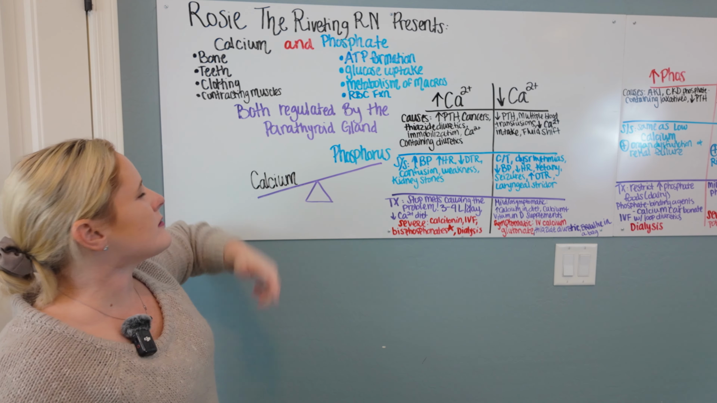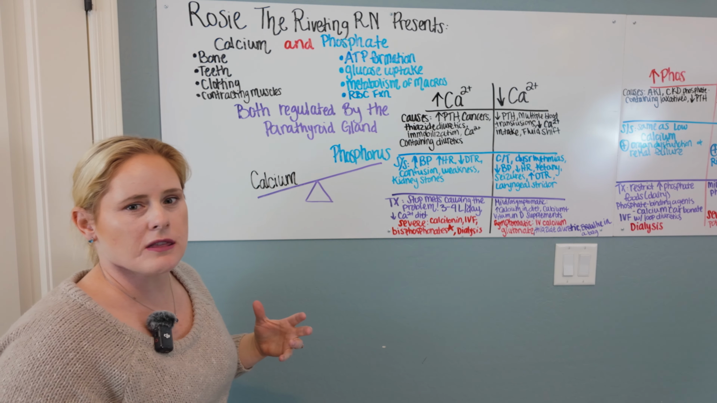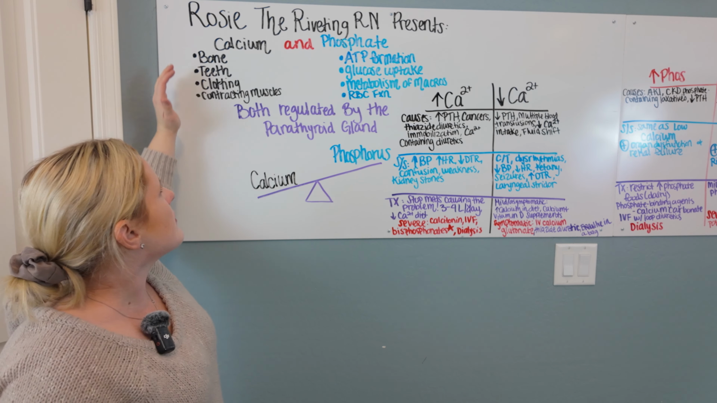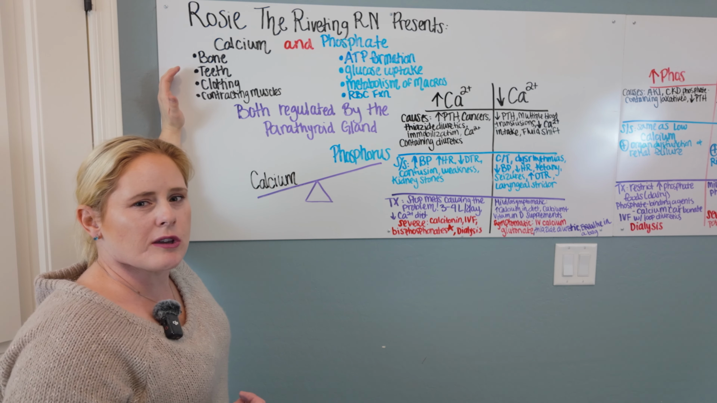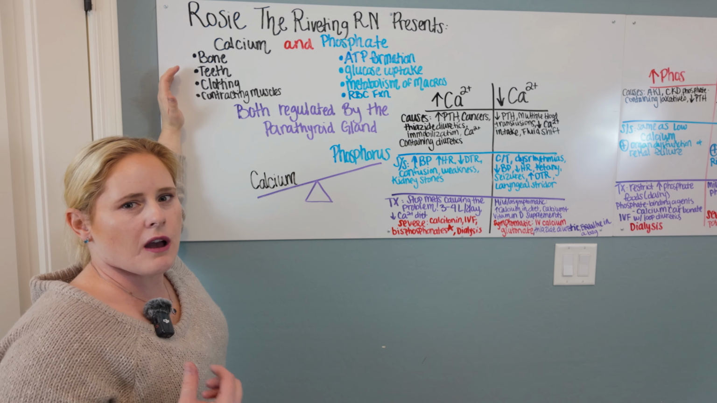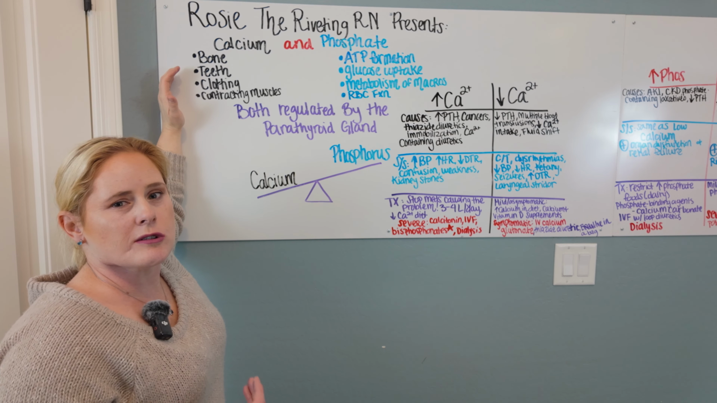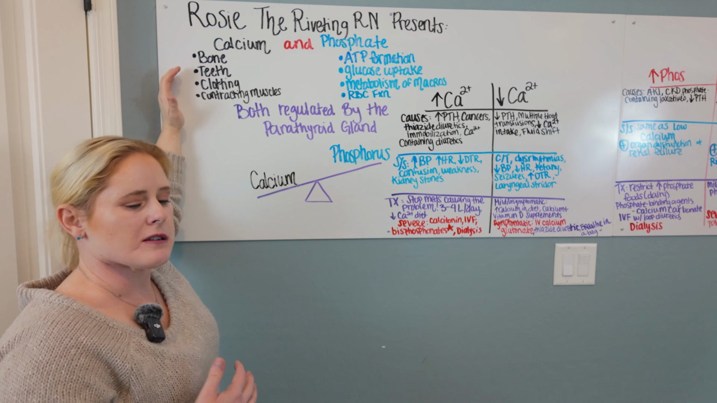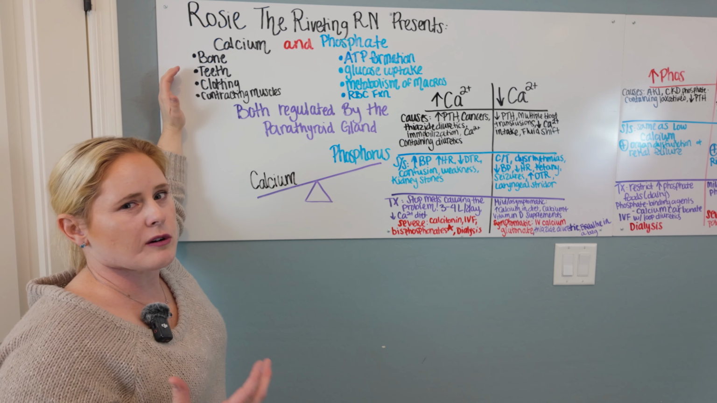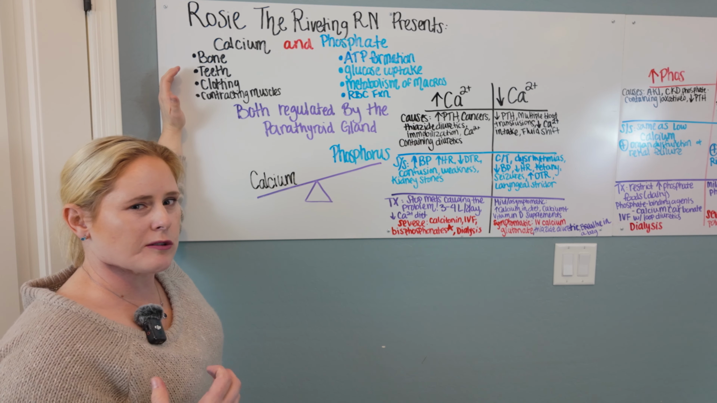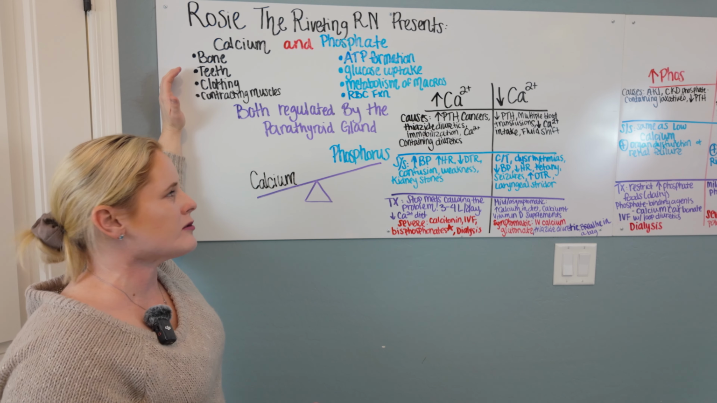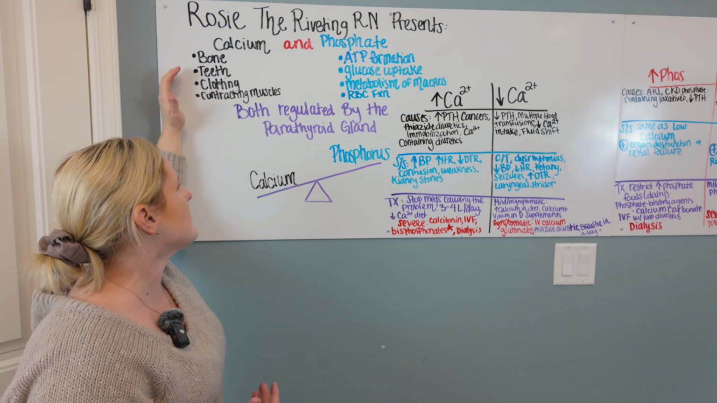So calcium and phosphorus, they are electrolytes in the body. And why do we need to have calcium? Calcium is really good to maintain the structure of our bone and teeth, but it's also really good for muscle contraction. So keep that in mind. Also, it is really good for clotting. So calcium, contraction, calcium, clotting, those C's go together.